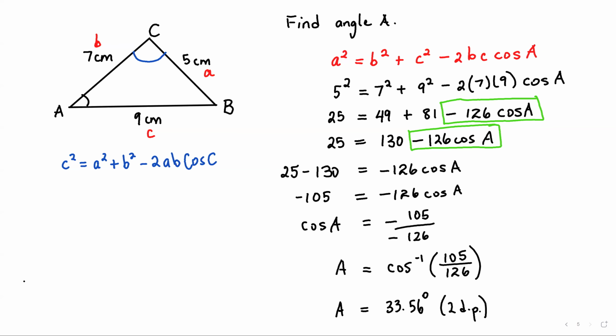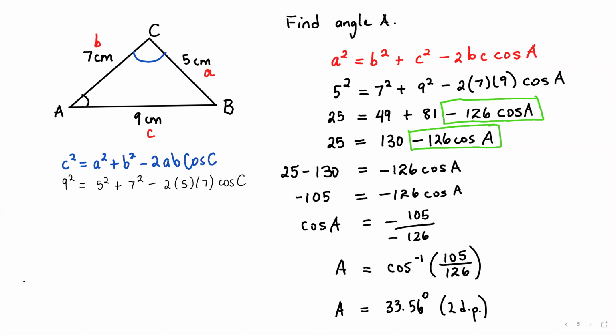So if we need to find angle C, it means that we need to use the version of the rule that starts with C as the subject. So that'll be C squared is equal to A squared plus B squared minus 2AB cos C. So that would be C squared, so that's 9 squared equals A squared. A is 5 squared plus B squared, that's 7 squared minus 2 times 5 times 7 because of angle C.